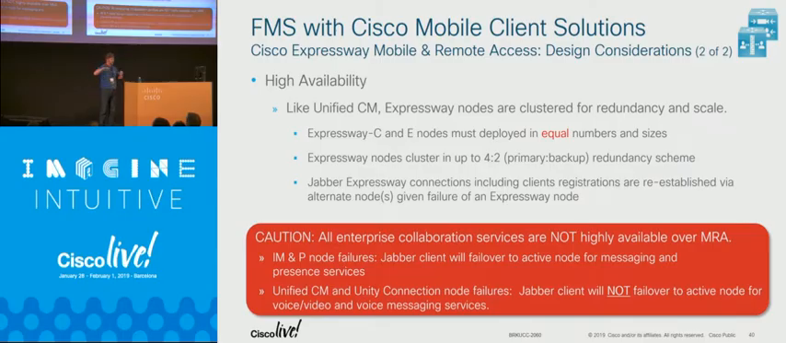But otherwise, Expressway E and C nodes, when those go away, we can always route around any of those types of failures. And any IM and presence failures, we can also route around.